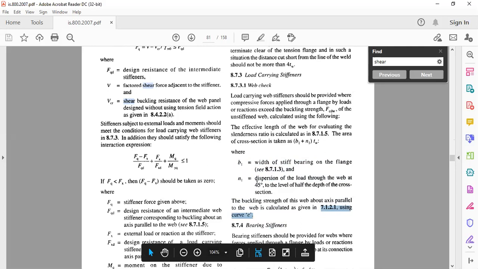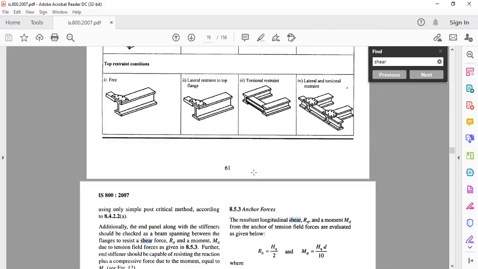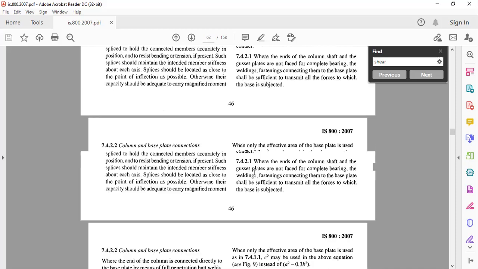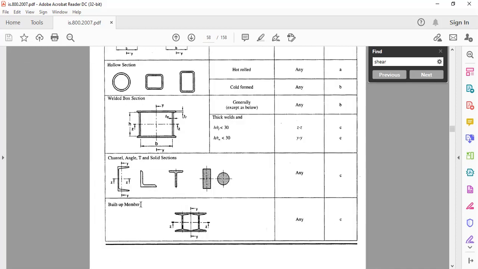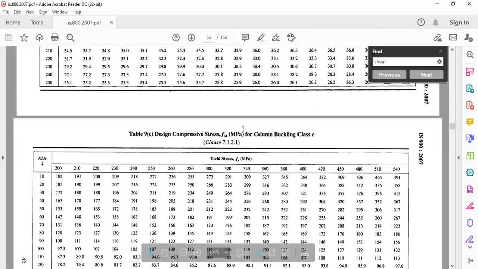With respect to these values, now we have to refer Table 9, from page number 42. Here, for a full built-up member, the buckling class is C. With respect to C, we have to calculate the design compressive stress. For that, the minimum KL by r value is needed, that is lambda w, and the yield stress. If we calculate the yield stress and that lambda value, then we can calculate the design compressive stress value. If I multiply the design compressive stress with that formula, (B1 + N1) into tw, now we can get the value of Fw.